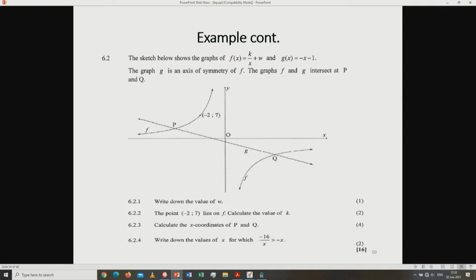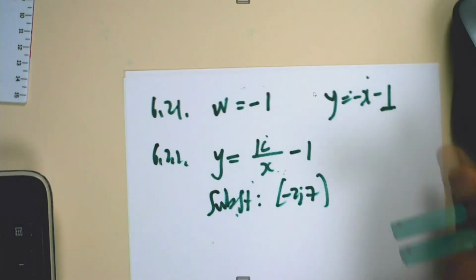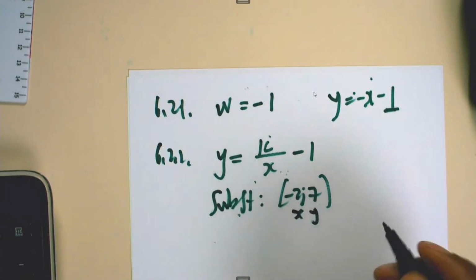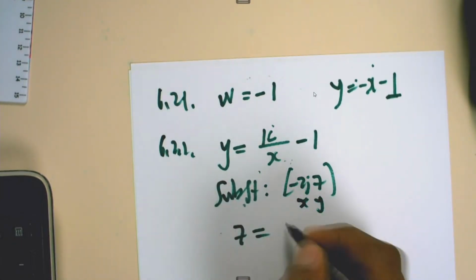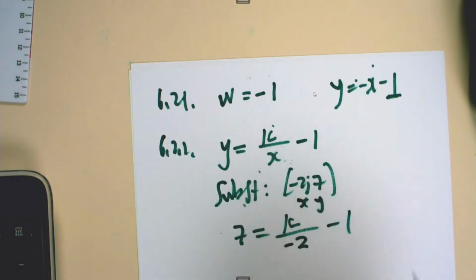x is minus 2 and y is 7, because we are told that the point lies on the graph. It is very important to use the point that is on the graph. So this is x, this is y. So we have 7 equals K divided by x, now we replace it, minus 2 minus 1.